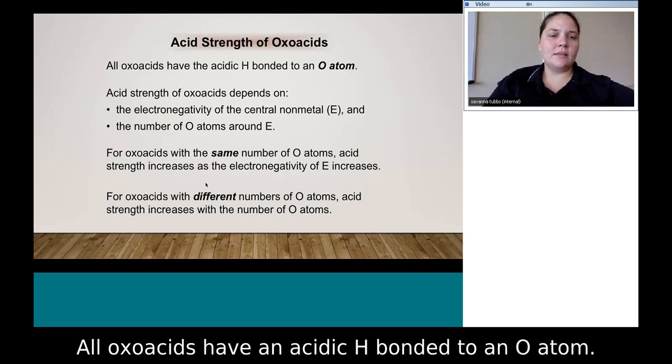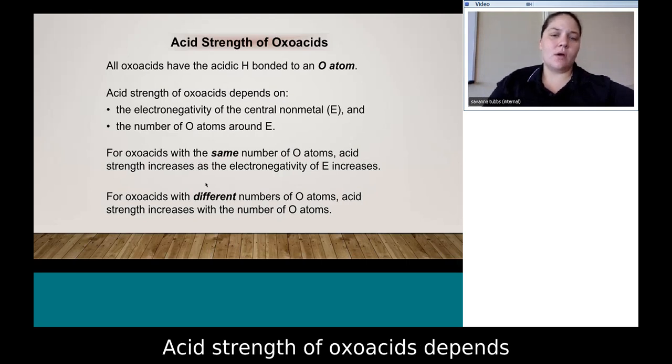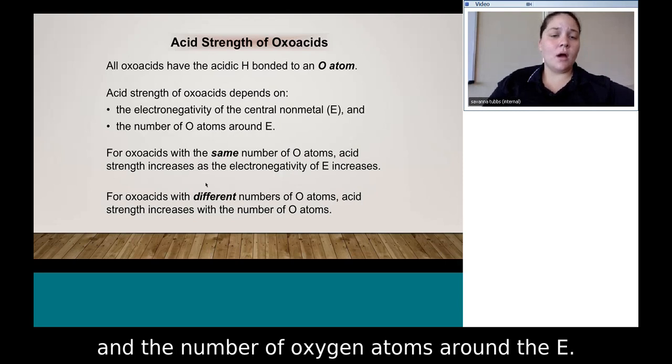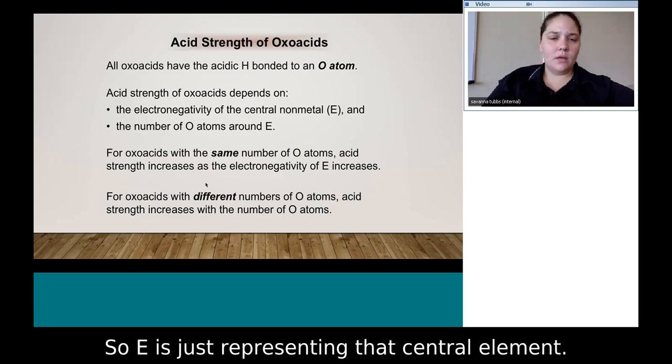All oxo acids have an acidic H bonded to an O atom. Acid strength of oxo acids depends on the electronegativity of the central nonmetal E and the number of oxygen atoms around the E. So E is just representing that central element.